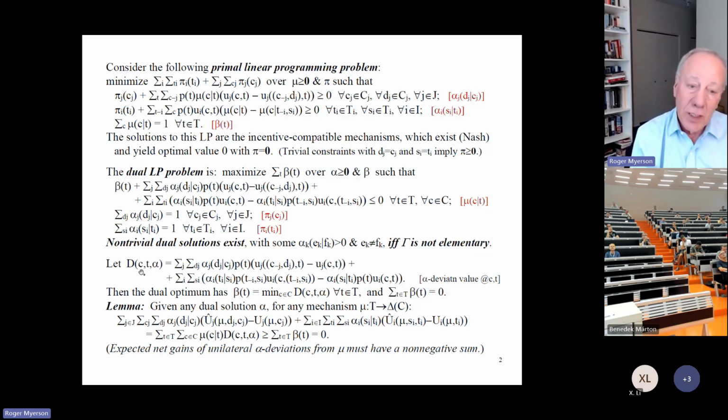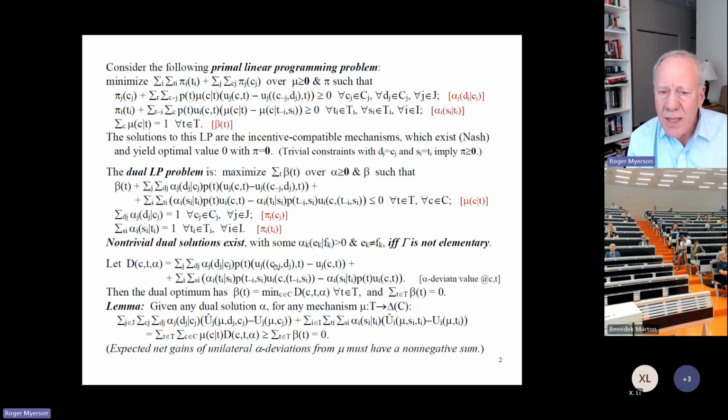There's one of these for each profile of actions C, for each profile of types little t, and of course it depends on the dual variables alpha. And basically, in the lower third of the slide, I talk about this capital D of C,T,alpha as the alpha deviation value at C and T. What is it? It's just taking all the mu terms in the dual and multiplying them by -1 so as to get them on the right-hand side, and say beta T has to be less than or equal to this D(C,T,alpha).